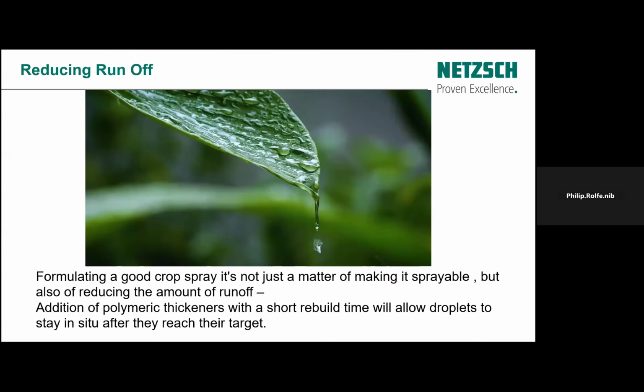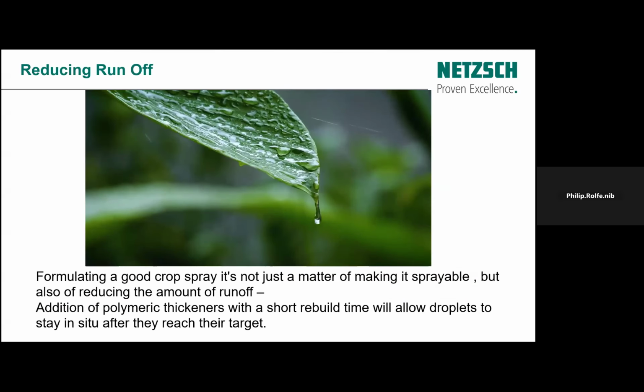So formulating a good crop spray isn't just a matter of preventing it sedimenting in storage or making it spray correctly, but it's also a case of getting it to stay put on the leaves. If you add a polymeric thickener with a short rebuild time, it will allow the droplets to stay in situ after they reach the target. They should be able to stick there and rebuild. So it's got just a slight amount of gel structure to keep it in place, and this is kind of a vanishing amount of gel.